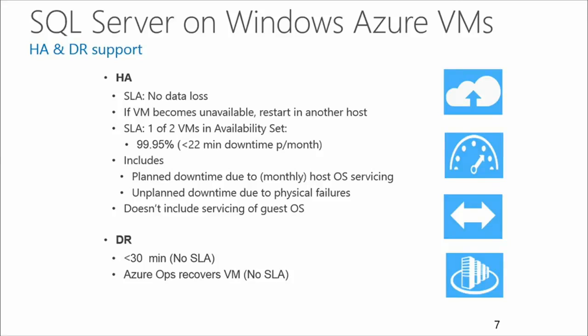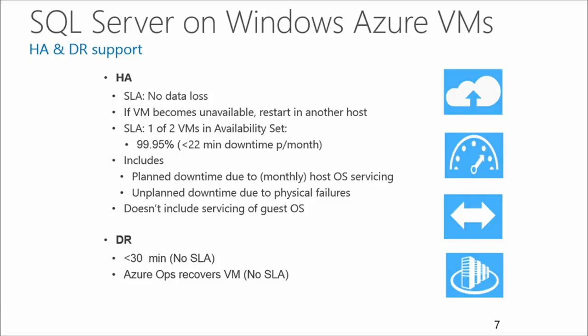If a virtual machine becomes unavailable for some reason, for example, let's say there is an upgrade happening on the host machine, at that point the virtual machine will automatically restart on a different host. So there is an SLA from Windows Azure. The SLA is for when you add 2 or more virtual machines in an availability set. The SLA is 99.95%, which means less than 22 minutes of downtime per month. So over 1 month, at most 22 minutes, you won't have any of the VMs accessible.